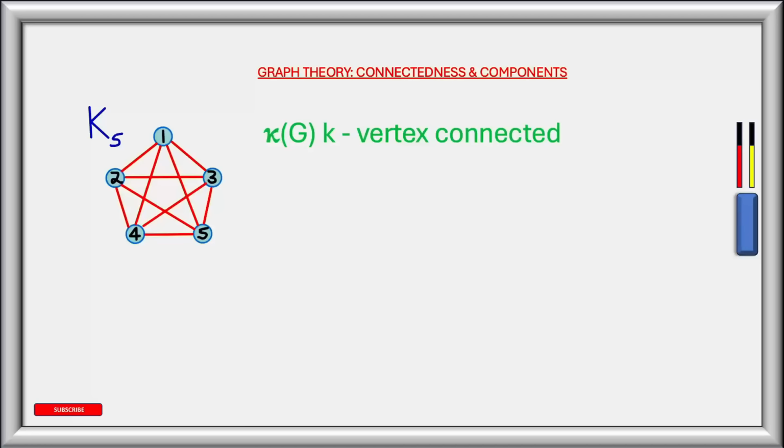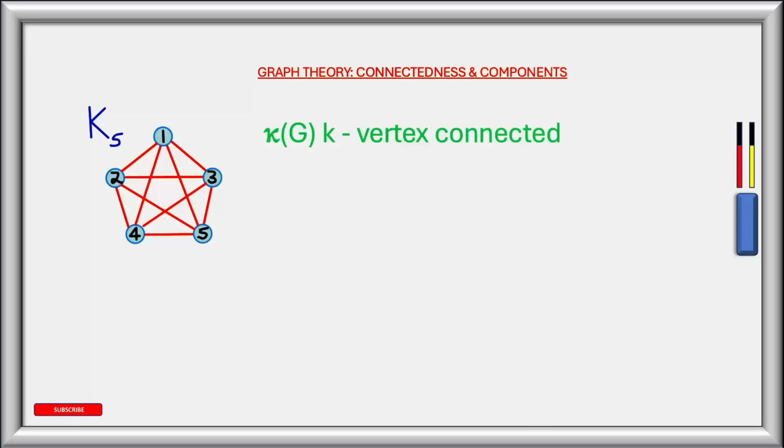In this next challenge, we have a K5 graph. So we have 5 vertices and they all connect to each other. And our task is to find the vertex connectivity. So we're looking for the value of k in k vertex connected. If you'd like to play along, pause the video now.